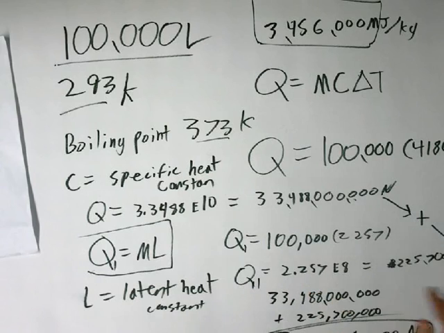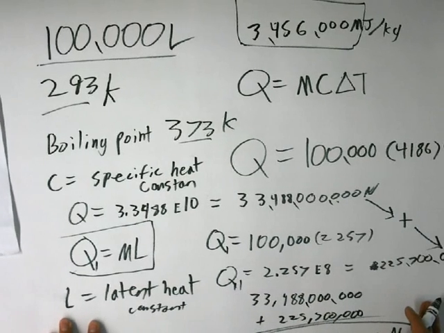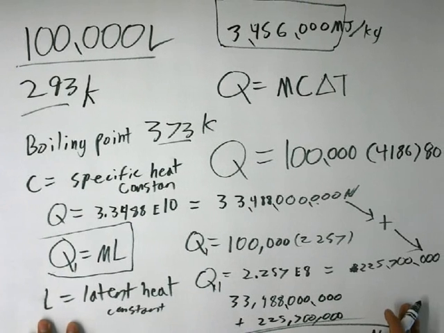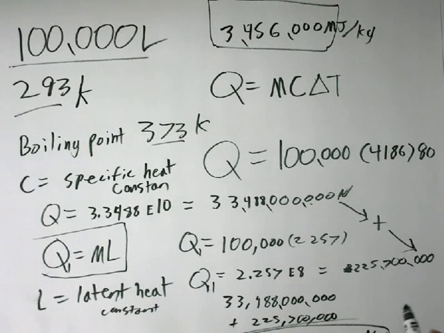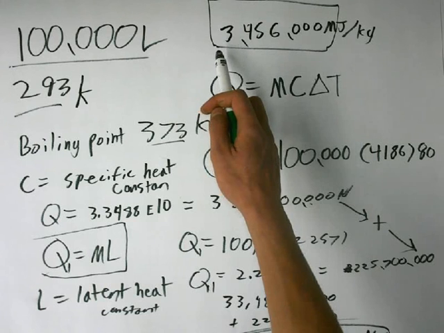Now you simply add these two together, using that really handy SL math, and you end up with 33,713,700,000 newtons required to heat this big old tank of water up to its boiling and boiling over point. Now we've decided that we're going to be using the refined uranium, which, as you can see up here, gives off roughly 3,456,000 megajoules per kilogram. Since we want to know what it is in joules, you get to multiply that number by 1,000.